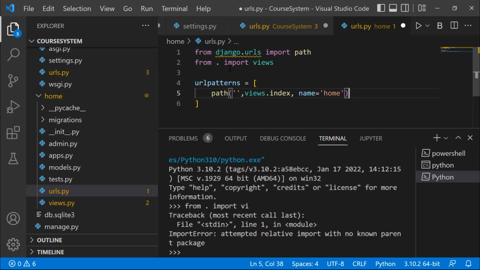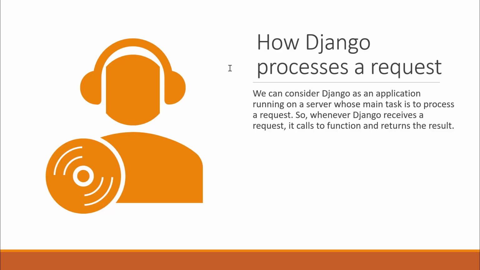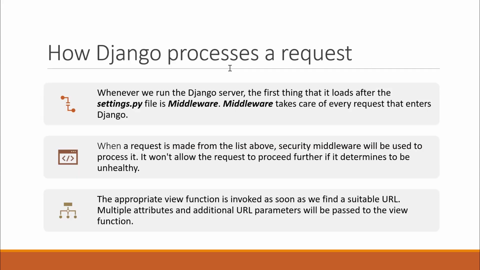But before we get started with the Django application, let us understand how Django processes a request. So we can consider Django as an application running on a server whose main task is to process a request. So whenever Django receives a request, it calls the function and returns the result. So this was just an overview. Let's understand the whole thing in detail.